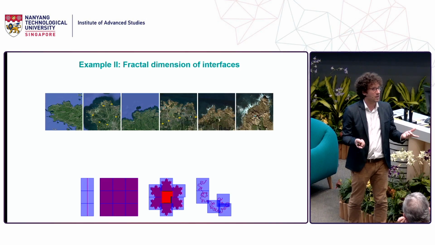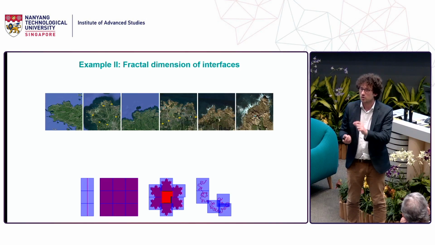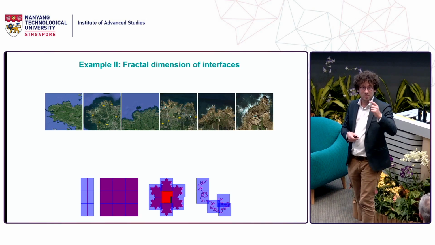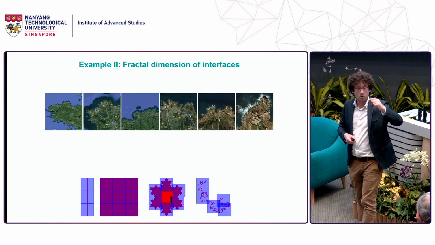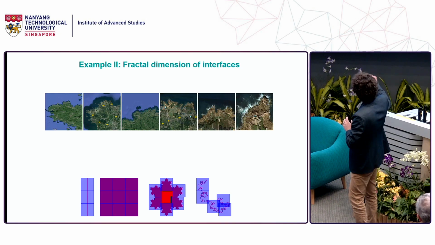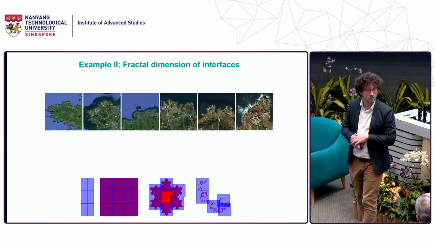I would need roughly 1 over epsilon such squares. And if epsilon tends to 0, the fact that it behaves like 1 over epsilon to the power 1 tells you that this is a one-dimensional object. The dimension of this is 1.